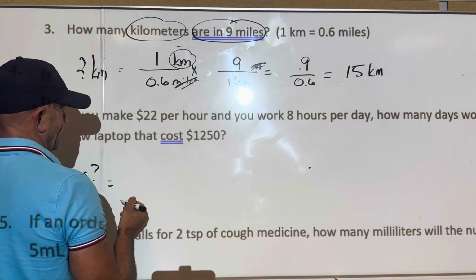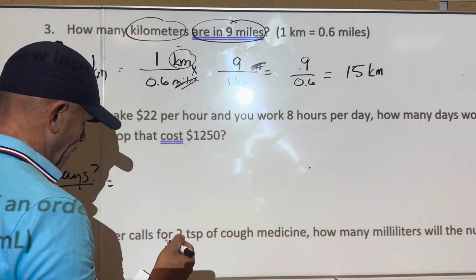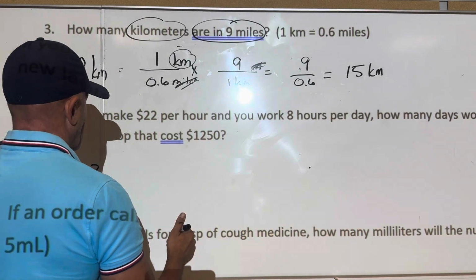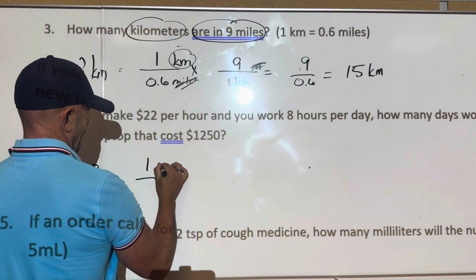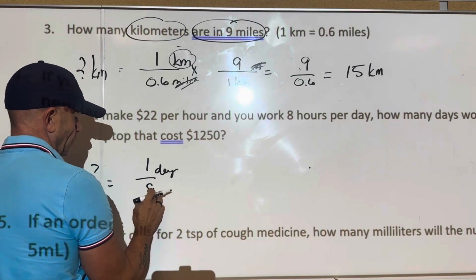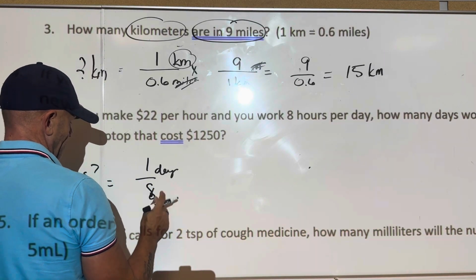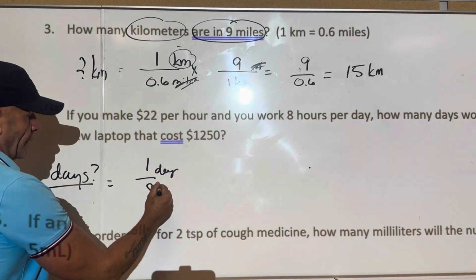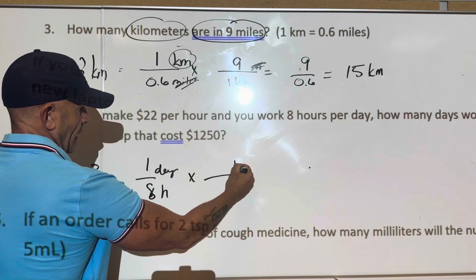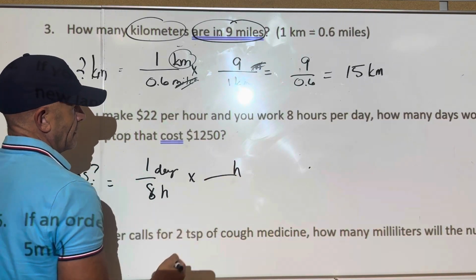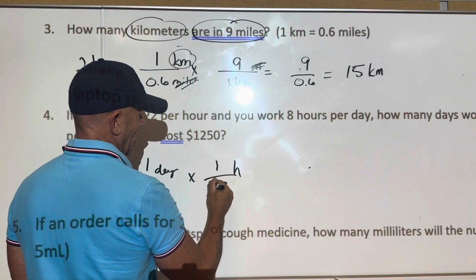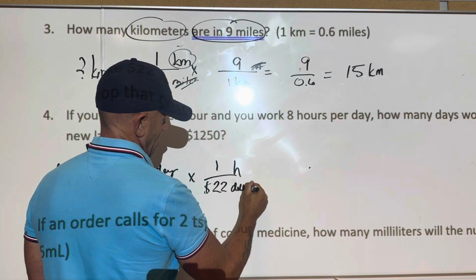So we're going to start our equation. So first we're going to do one day. You work 8 hours a day, right? So one day is 8 hours. So then we'll put hours. Then we're going to go time. So what do we need to put up here? This is going to be hours because remember hours goes like this. So we have 1 hour equals $22.